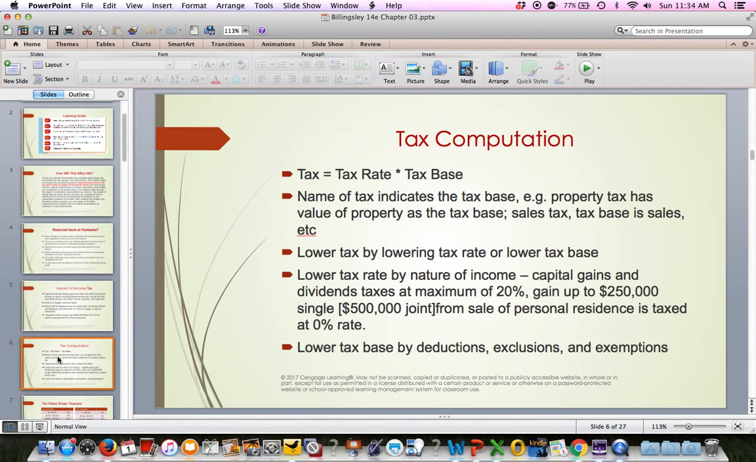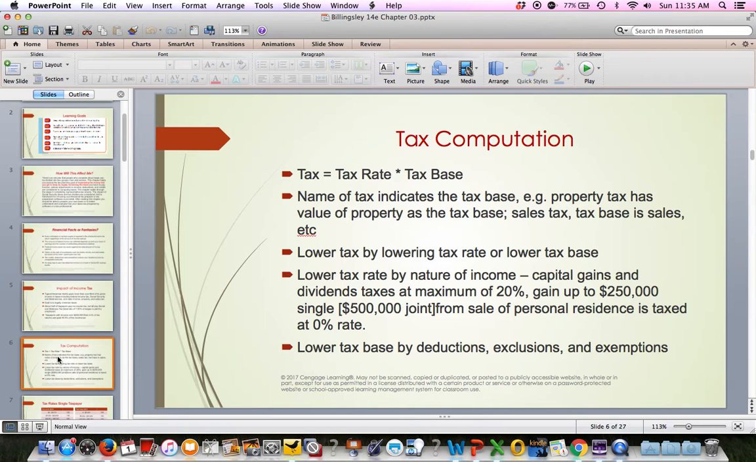So tax computation is not complicated. What's complicated is coming down to what you're taxed at. What is your adjusted gross income? That's probably where it gets complicated. But once we know what your taxable income is, we multiply that by a rate times a base. The name of the tax indicates the tax base. If that's property tax, the value of the property is the base. For sales tax, the tax base is sales, etc.